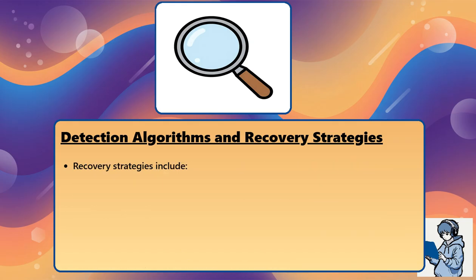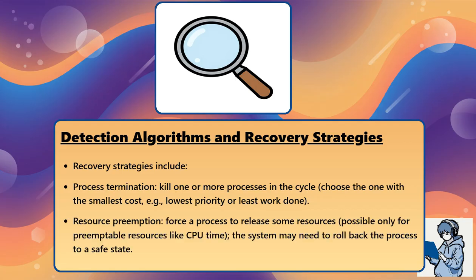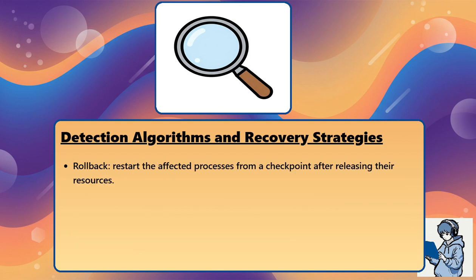Recovery strategies include process termination. Kill one or more processes in the cycle, choose the one with the smallest cost, for example, lowest priority or least work done. Resource preemption. Force a process to release some resources, possible only for preemptible resources like CPU time. The system may need to roll back the process to a safe state. Rollback. Restart the affected processes from a checkpoint after releasing their resources.